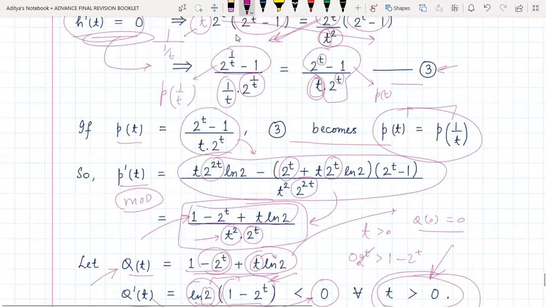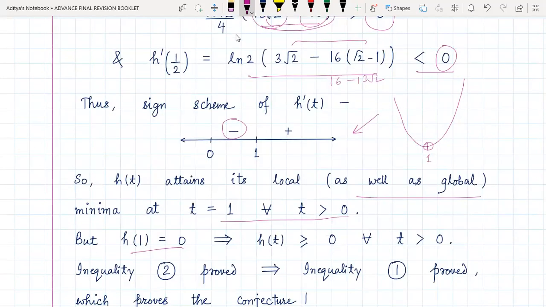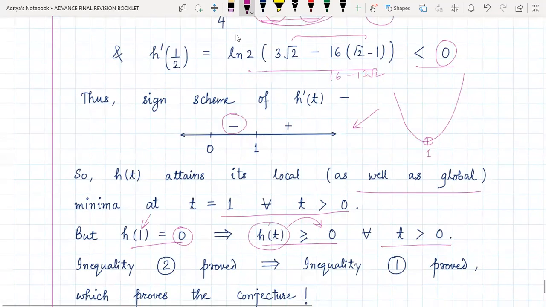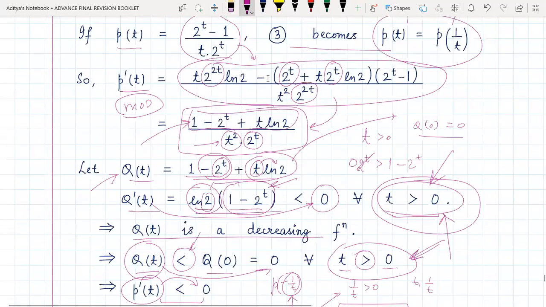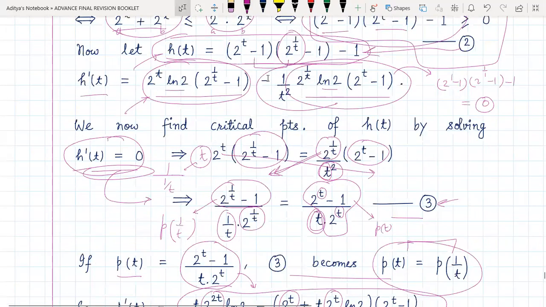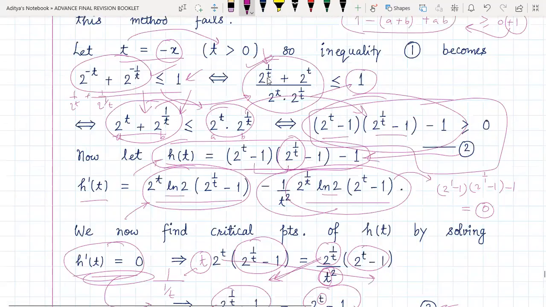So since h of 1 is equal to 0, what can we say? We can say that h of t would always be greater than or equal to 0 for all positive t. The reason is the function h of t would attain its minimum value at t equals 1. So whatever this value is, any other value would be greater than or equal to this. That is the definition of minimum. So that's why we can say that h of t would be greater than or equal to 0 always. And this is precisely where we have been able to prove inequality number 2.